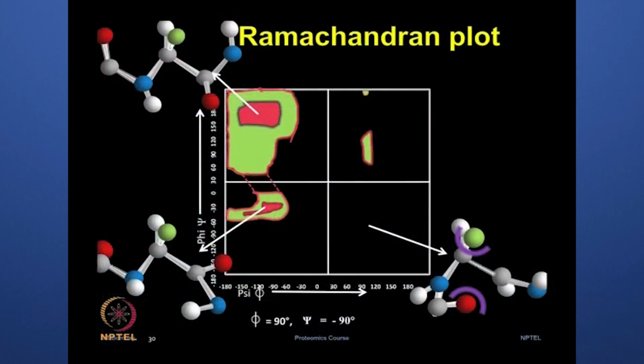Now, you can see it more clearly in this slide, the Ramachandran plot, where most favorable regions are shown in the dark green color and less favored regions are shown in the light green.